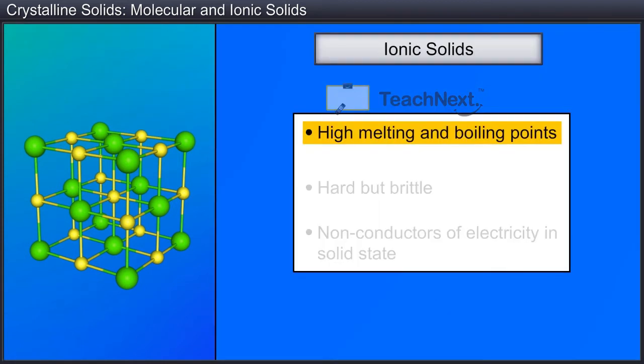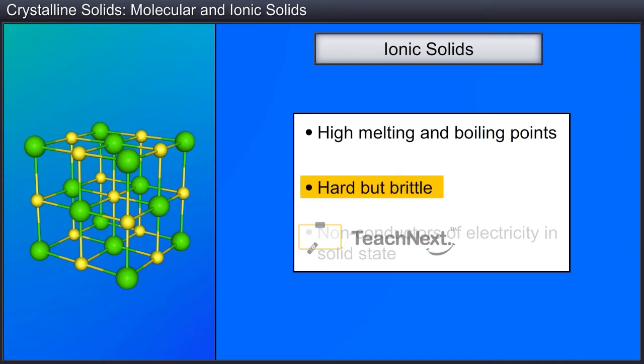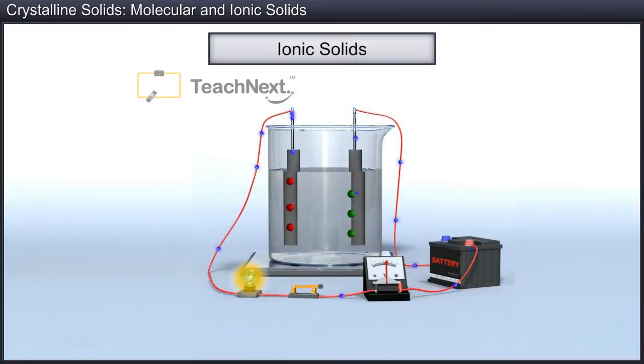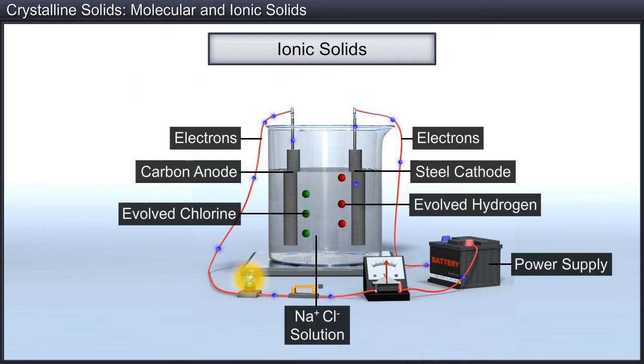These solids have high melting and boiling points. This is attributed to the strong electrostatic forces of attraction. As a result, these solids are also hard but brittle. As the ions are in fixed positions, they are non-conductors of electricity in solid state. However, they are good conductors of electricity in fused or in their aqueous solutions. This stems from the fact that the ions acquire freedom of movement in their fused or aqueous solutions.